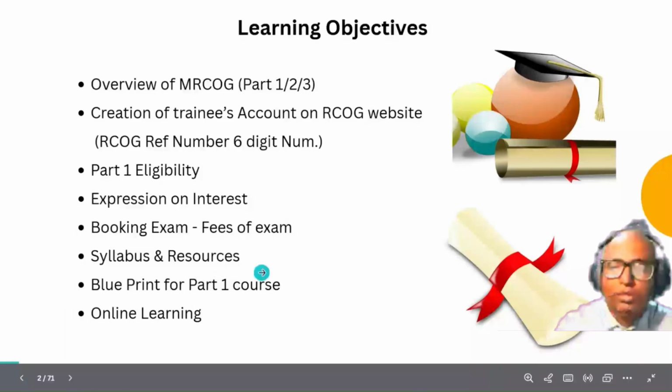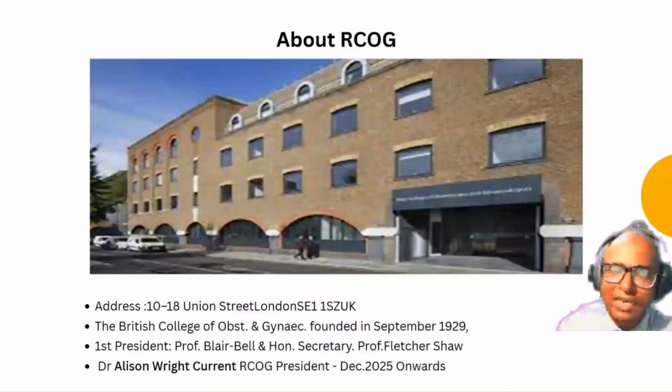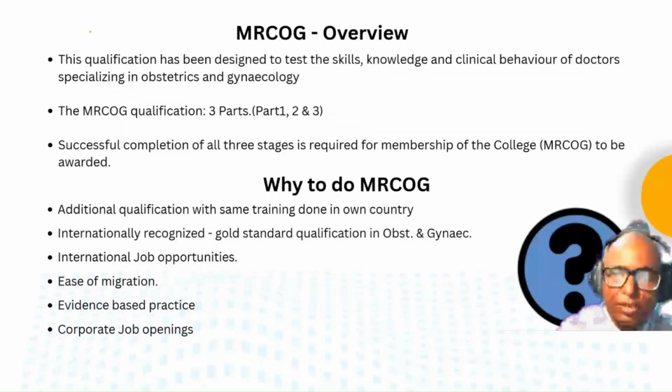Now, something about the Royal College of Obstetricians and Gynaecologists. It is situated in London, United Kingdom, and was established in September 1929. The first president of this college was Professor Blair Bell, and the honorary secretary was Professor Fletcher Shaw. The current president from December 2025 onwards is Dr. Ellison Wright.